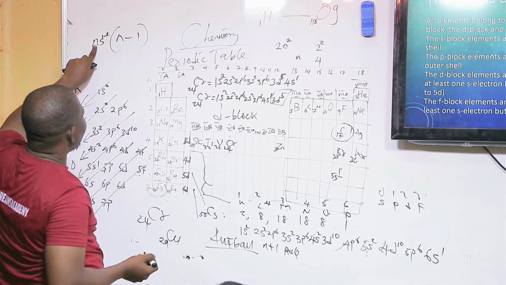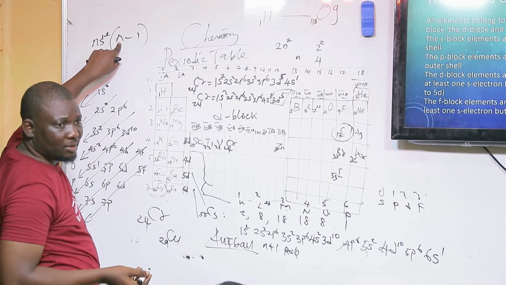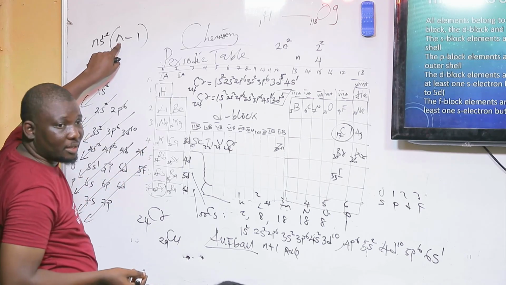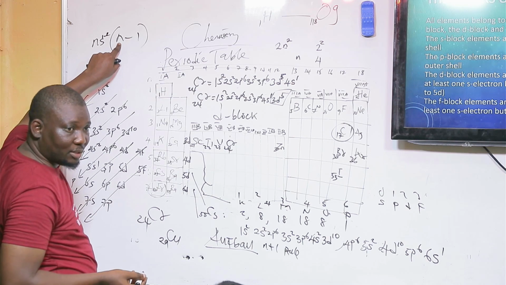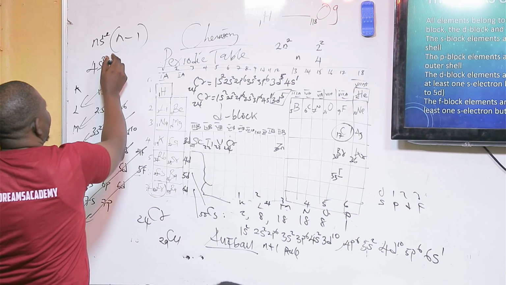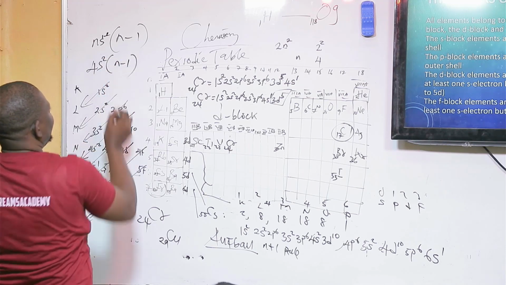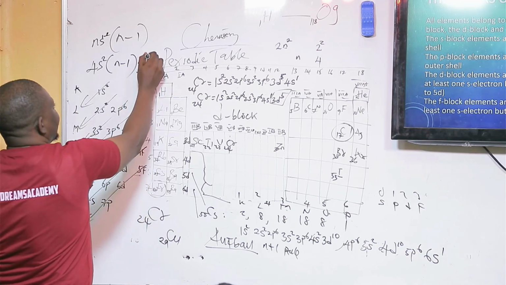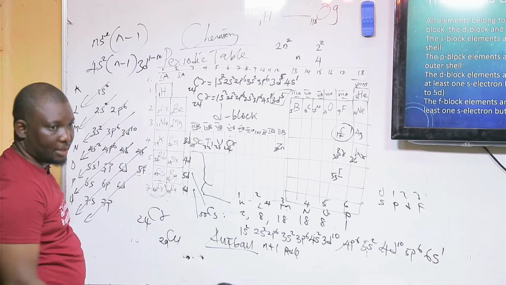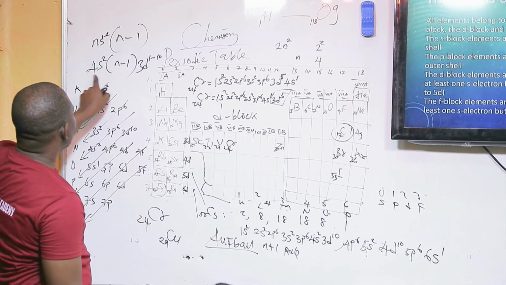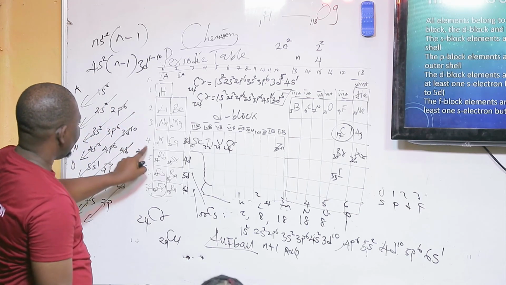So any number that is here, once you come inside here, you have to subtract one. Like here, for this, the n is what? 4. Once you come here, what will be here? You have now become 3. And then if here is 4s2, for instance, and inside you have (n-1)d, what will be here now? It becomes 3d, which starts from 1 and ends at 10. Is that it? So that's how you use this formula.